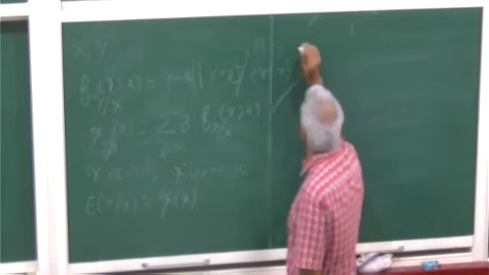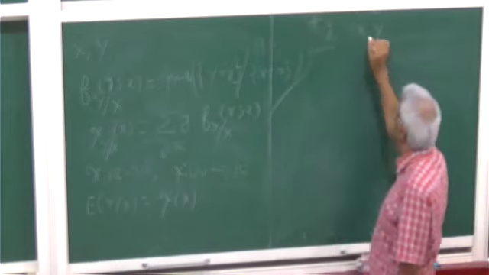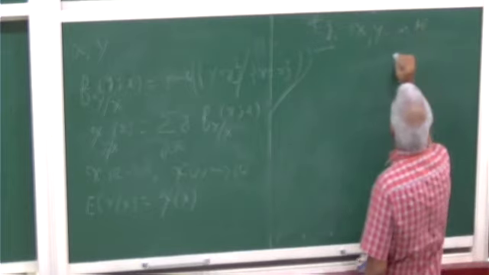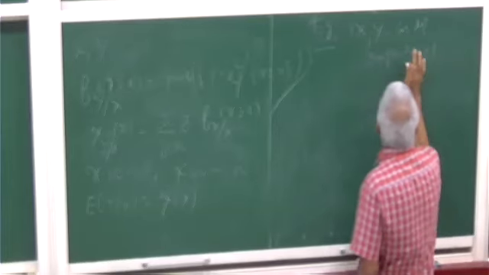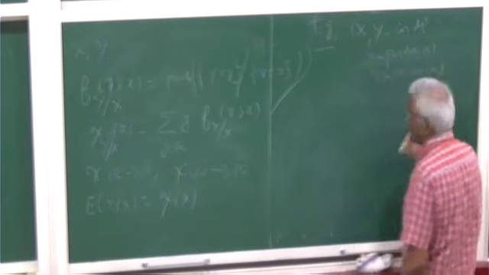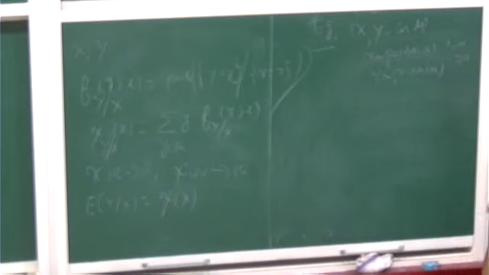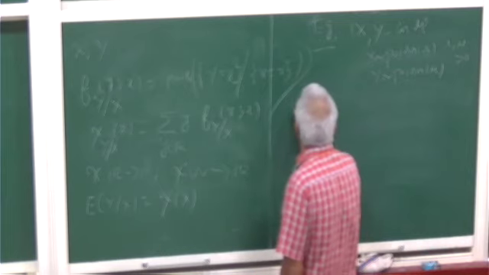Let us see an example. Suppose x and y are independent, and x follows Poisson lambda and y follows Poisson mu, with lambda and mu greater than 0. Now we want to compute this. We want to compute what? We want to compute the expectation of x given x plus y.